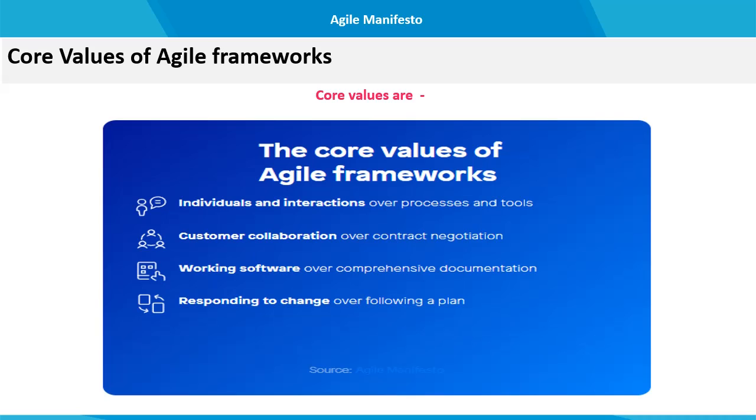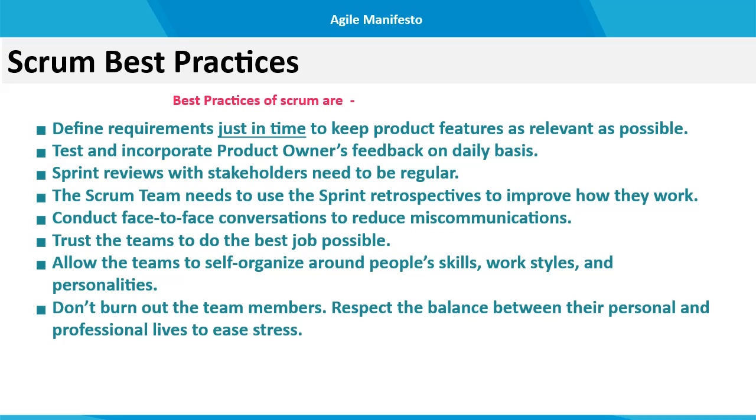The bolded values help teams fast track the development process by focusing on product and customer feedback rather than processes, documentation and negotiations. Now come to the best practices of Scrum framework. First, define requirements just in time to keep product features as relevant as possible. Next, test and incorporate product owners' feedback on a daily basis.